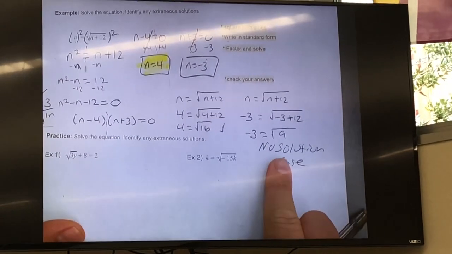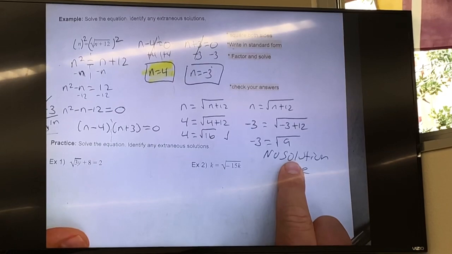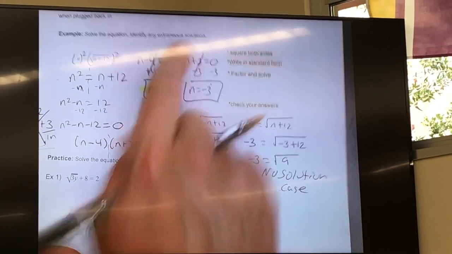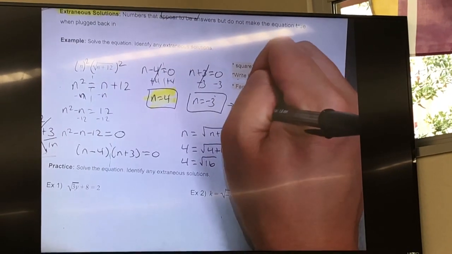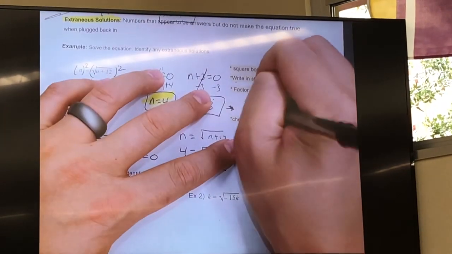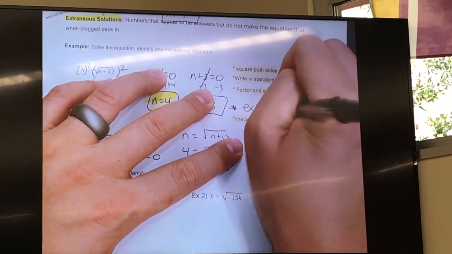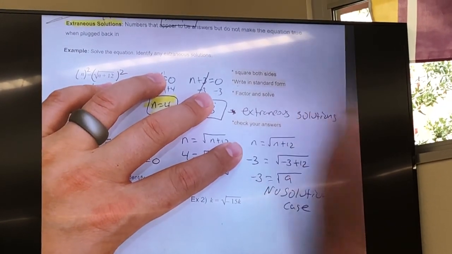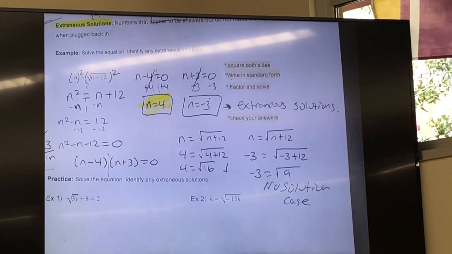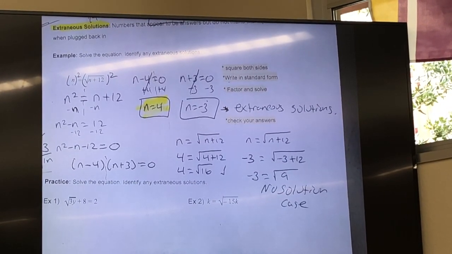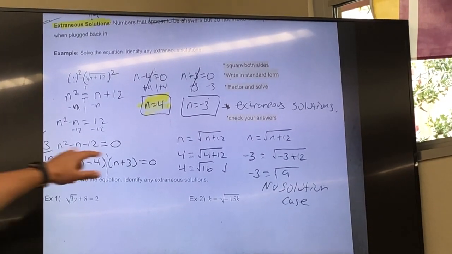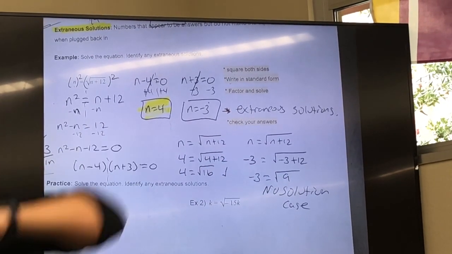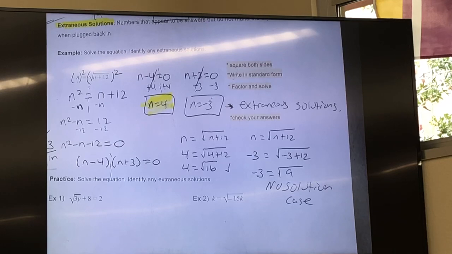Since it does not work, and I put no solution, that's not our answer, we're going to identify any extraneous solutions. So next to your answer here, for Miss May and myself, you can write extraneous solutions. That is what your work should look like. We should see the answers, and we should see that they're both plugged in and show us which one works. That's a tough problem there.